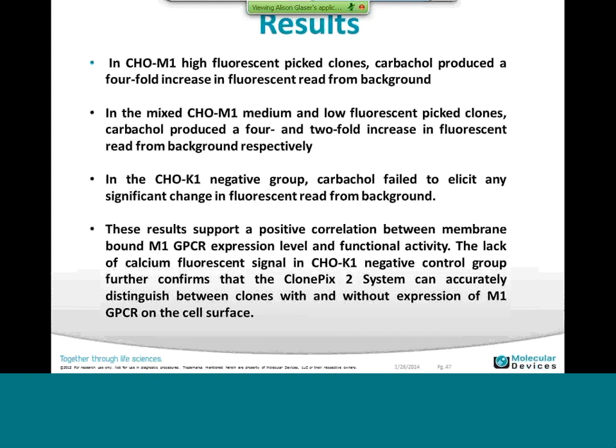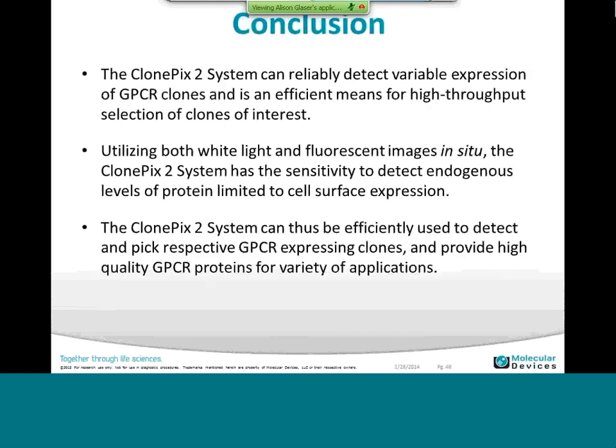So in conclusion, we found that the ClonePix 2 is not just for looking at secreting proteins, but it can reliably detect cell surface proteins and reliably detect variable expression levels of those cell surface proteins. And it's an efficient means and one step for a high throughput selection of clones of interest.